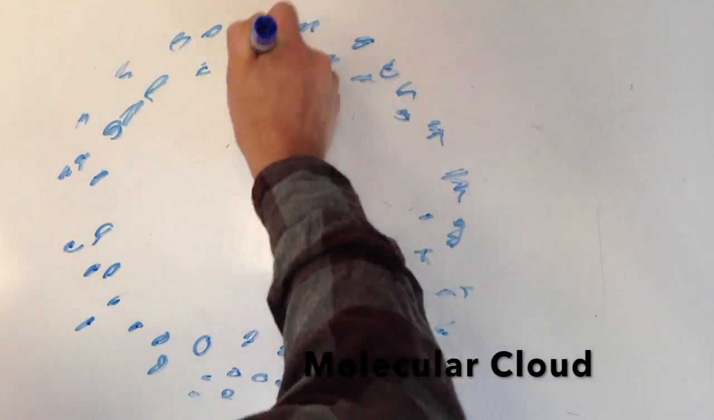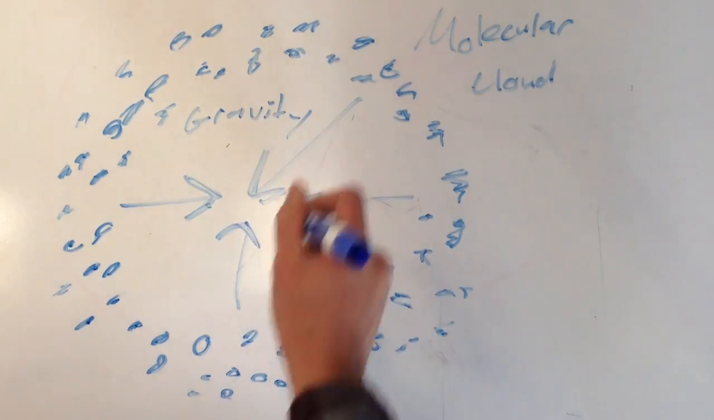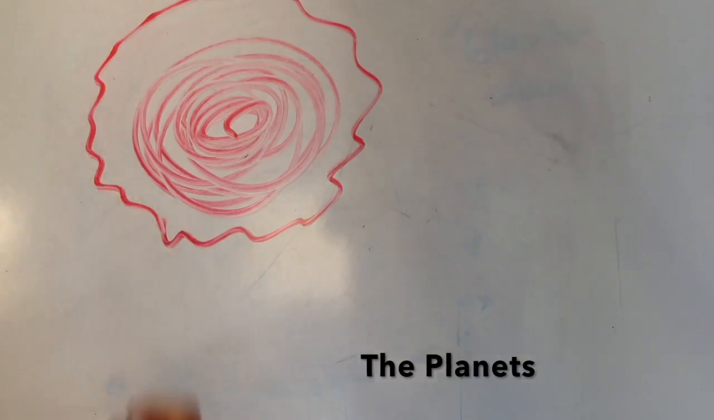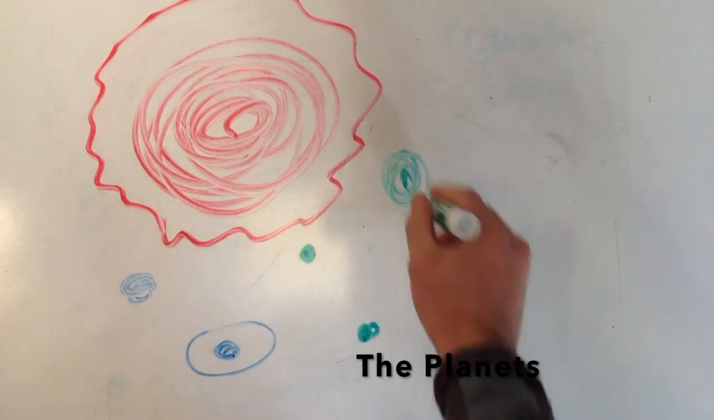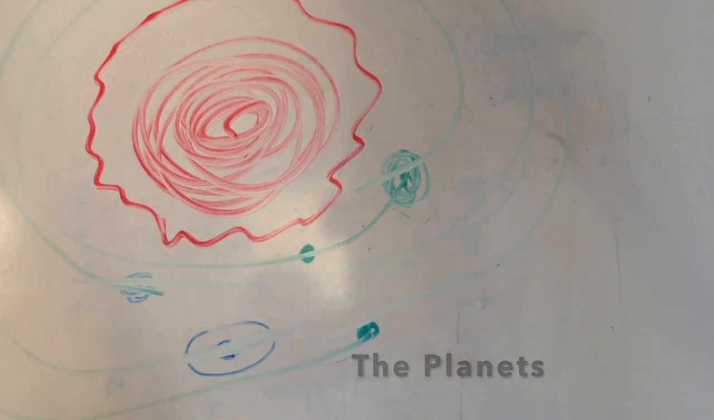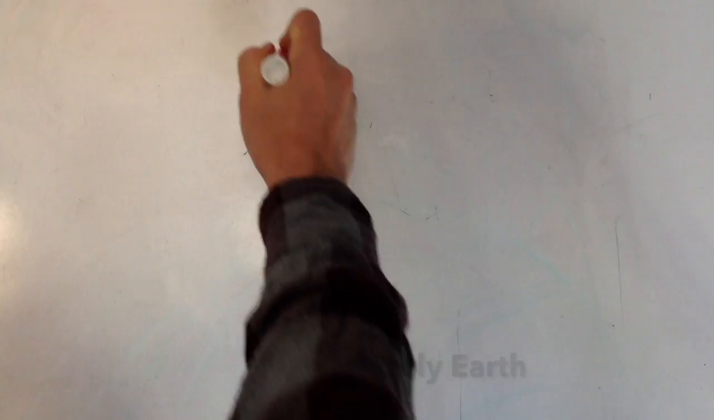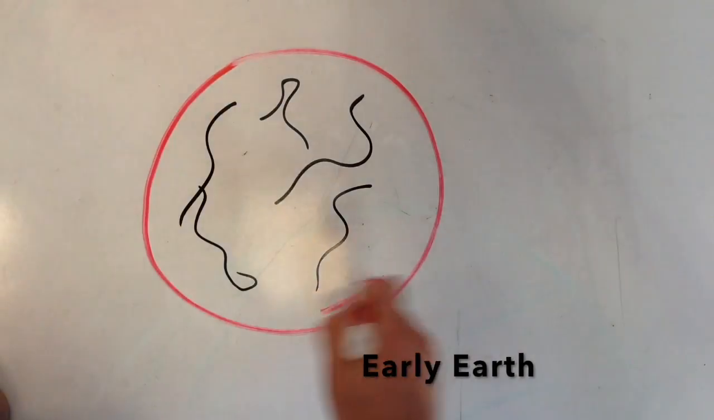Roughly 4.6 billion years ago, there was a gravitational collapse in a large molecular cloud. From this, the Sun was created, along with smaller orbiting balls of rock and gas, known to us as the planets. When it was born, the Earth was just a ball of molten rock and lava.